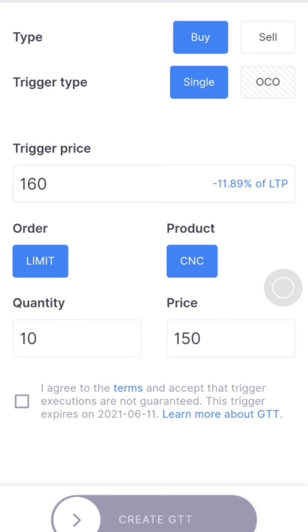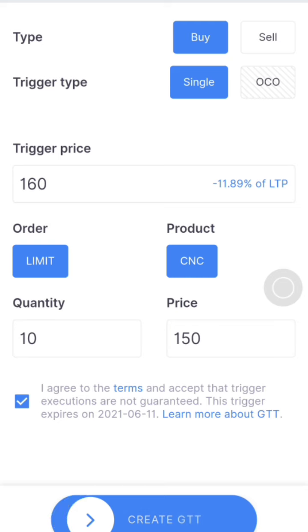It means, let's say for example, it reached 160, so this GTT will get activated. But if it reaches 152 and again comes up, then this trade will not get executed. So at 160 this trade or GTT will get activated. At 150 only will it finally get executed. So after putting all this, you can click on I agree to the terms and conditions.